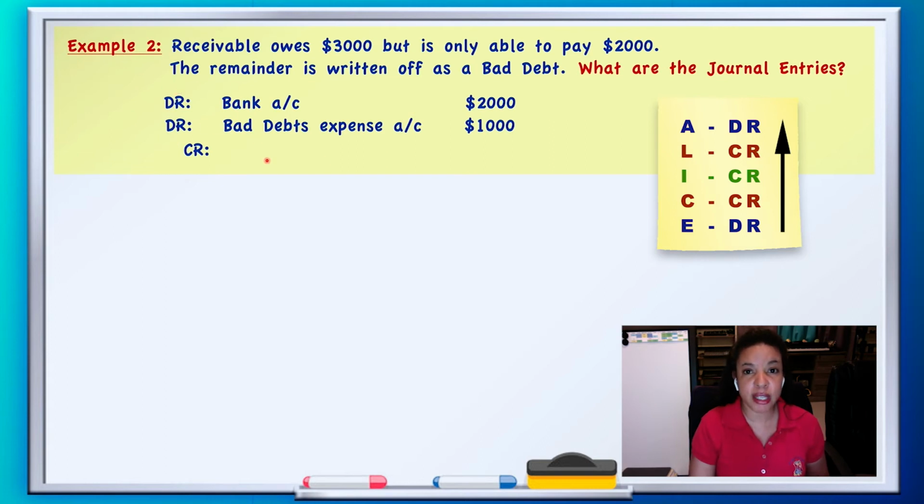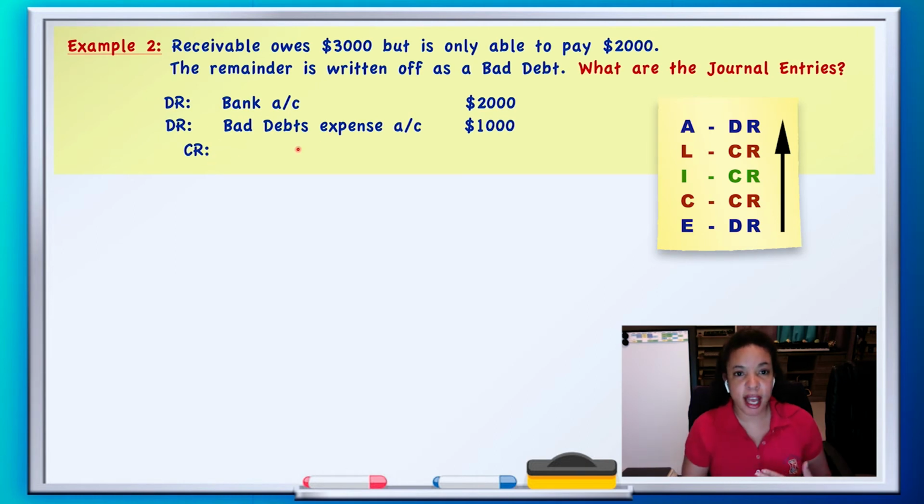So let's just stop again and interpret the information. From these two things, let's interpret it in normal language. As we said before, when you see debit bank 2,000, it means that money in the bank increased by $2,000. When you see debit bad debts expense 1,000, in normal language, we wrote off a bad debt. How much was the bad debt? $1,000. What is it going to be put in the income statement as? An expense. Okay?